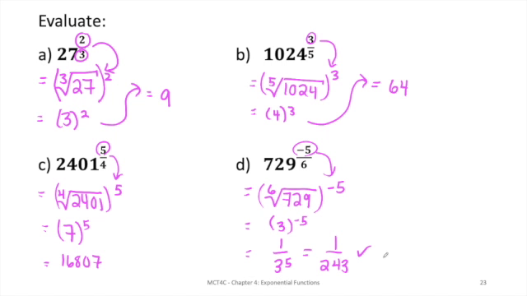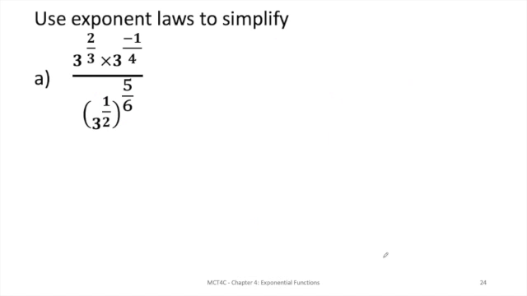I'm just going to go through one more example that looks pretty hard together, just so you're used to some more difficult examples. So here we have: use exponent laws to simplify. 3 to the exponent 2 over 3 times 3 to the exponent negative 1 over 4, all divided by 3 to the exponent 1 over 2 to the power of 5 over 6. Okay, so don't get super worried about this. I'll walk you through it.